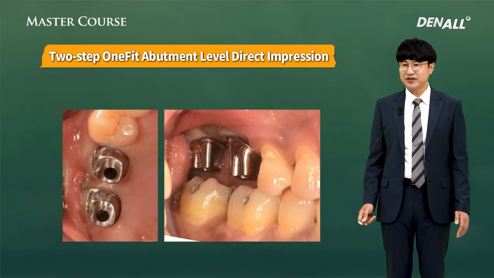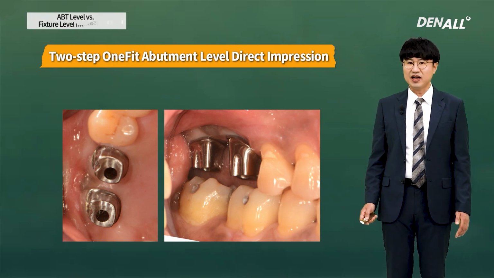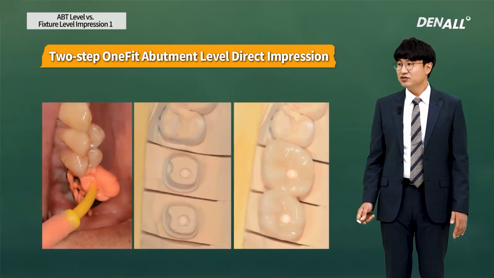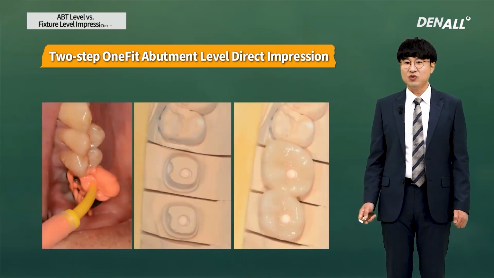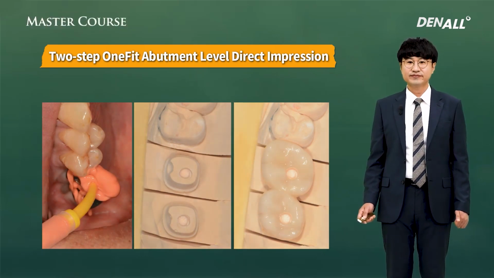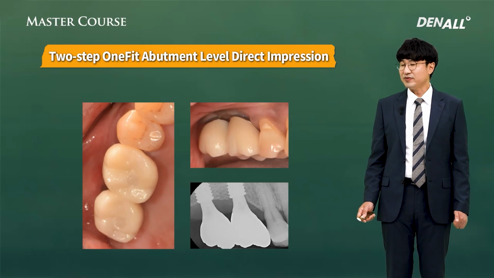Let's look at the actual case. In the fixture level impression, a one-fit abutment is created and delivered orally, and the temporary is used for about 1 to 4 weeks. After that, an impression is taken directly, and from the gypsum, a zirconia prosthesis is made. The final prosthesis is created.